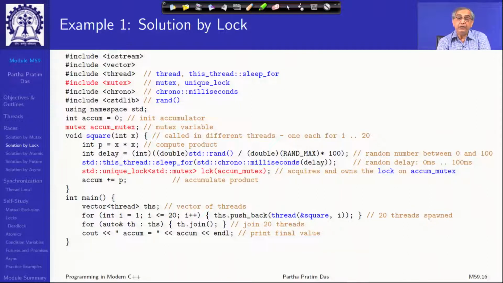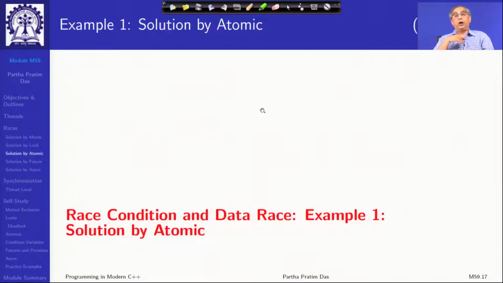We will still need to define the mutex variable, but it is just one line of unique lock before the accumulation of the product, which solves the problem. So, this is the second way of doing this. You could make use of lock, which is based on the mutex.